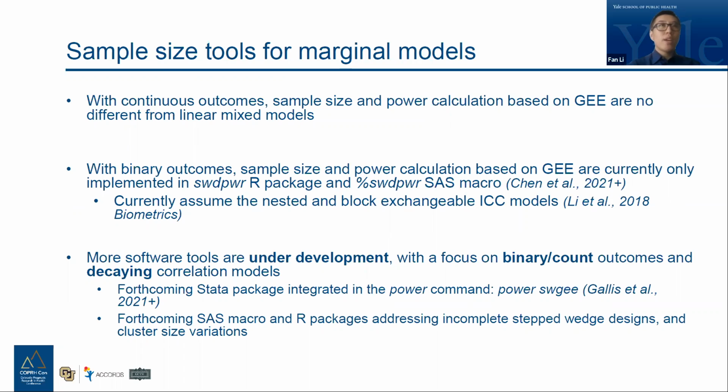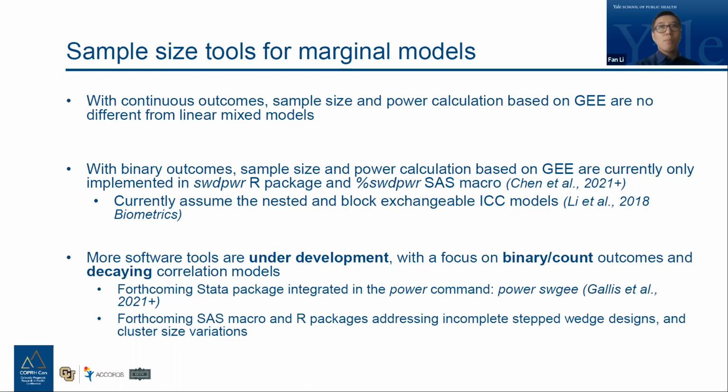It is important to realize that for sample size calculations with continuous outcomes, the calculation based on the marginal model with the GEE approach is really no different from the linear mixed effects models, as those two models are compatible. Basically, you can always write out the marginal counterpart of a linear mixed model by transforming the variance components into the ICC parameters directly.